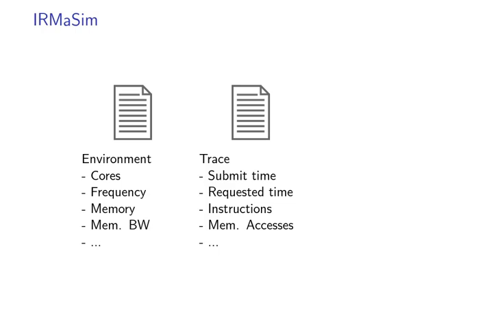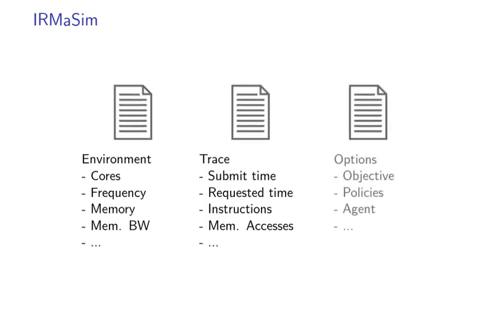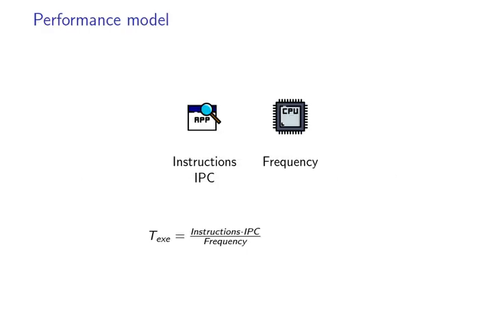Finally, the third file has simulation parameters like optimization objectives, policies, or machine learning agent details. From the perspective of simulating user jobs, IrmaSim must forecast the execution times of these jobs. A good start for this is relying on the CPU performance equation using the data from the trace and the platform. However, this equation is insufficient because it does not model the delays derived from memory access, especially when other applications are competing to reach the memory.